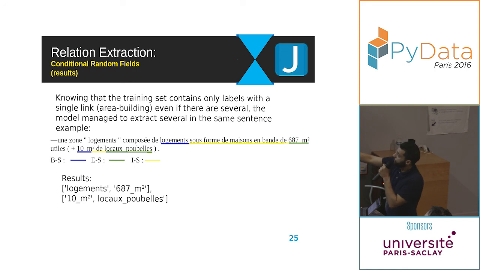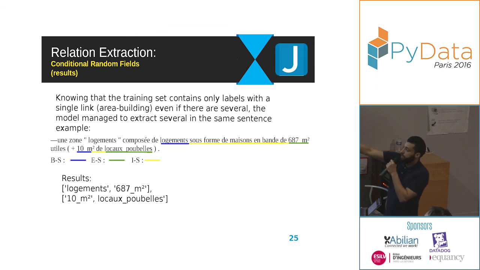Here is an example. It can detect that for the word "logement", the area is this one, and for the "local poubelle", the area is this one.